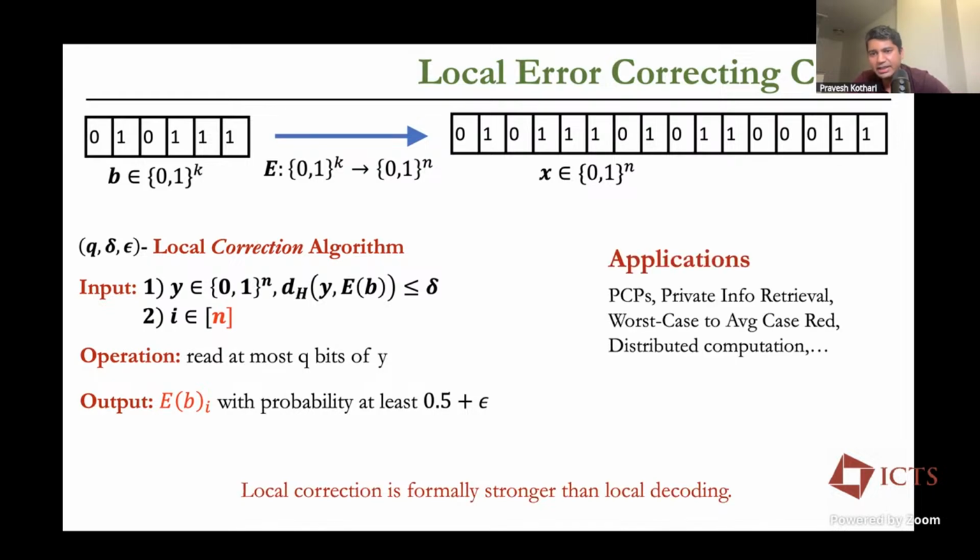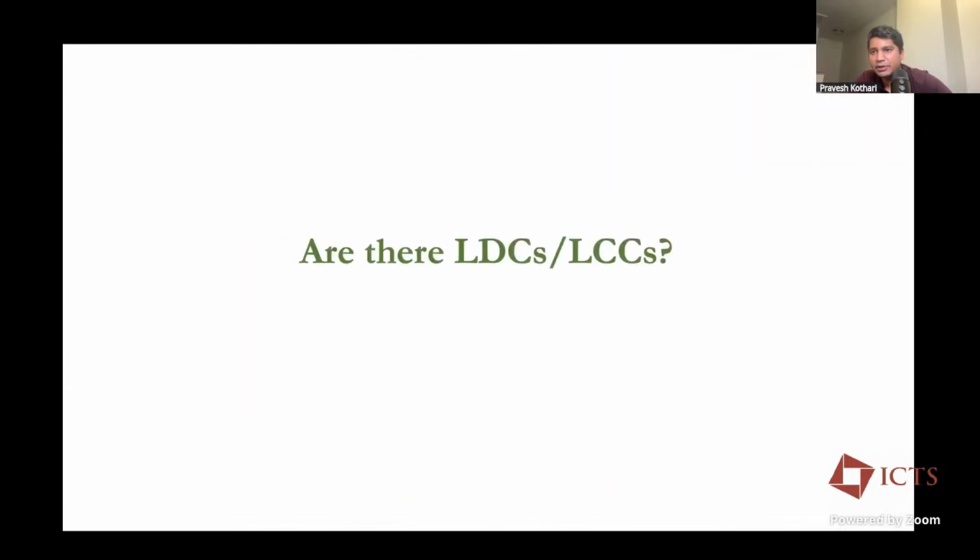They were in fact invented at the dawn of algorithmic coding theory, roughly speaking, but I'm not going to tell you too much about that today. Hopefully you're interested in them already. In fact, the most basic question about them that we're going to be interested in today is, do they exist? Are there good LDCs or LCCs?